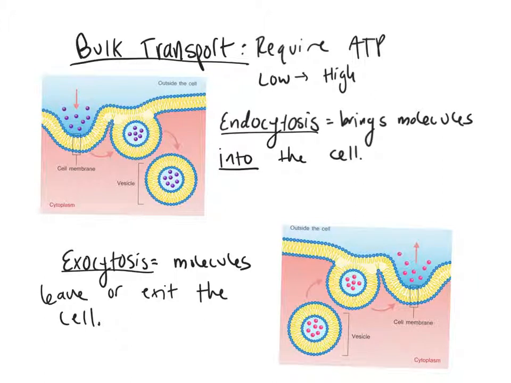And that's honestly all you really need to know about active transport. What all these have in common, endocytosis, exocytosis, and sodium-potassium, is that it's molecules moving from low to high and that it requires energy.